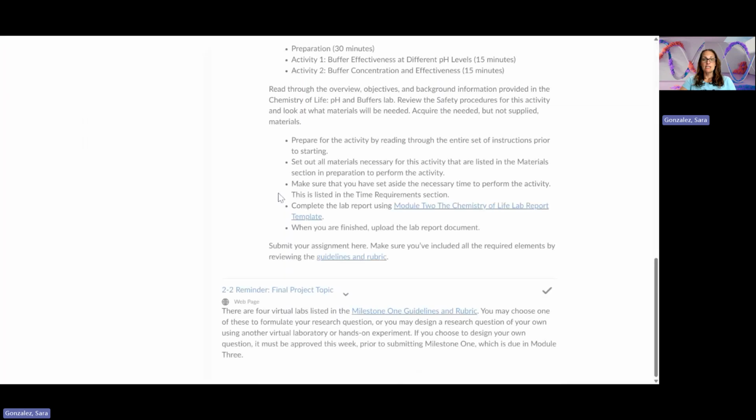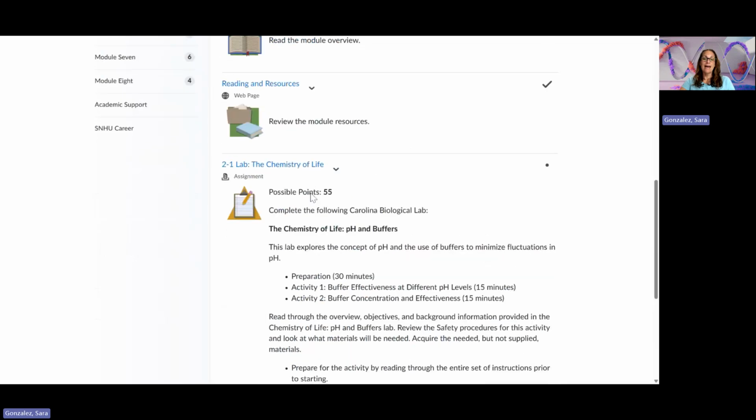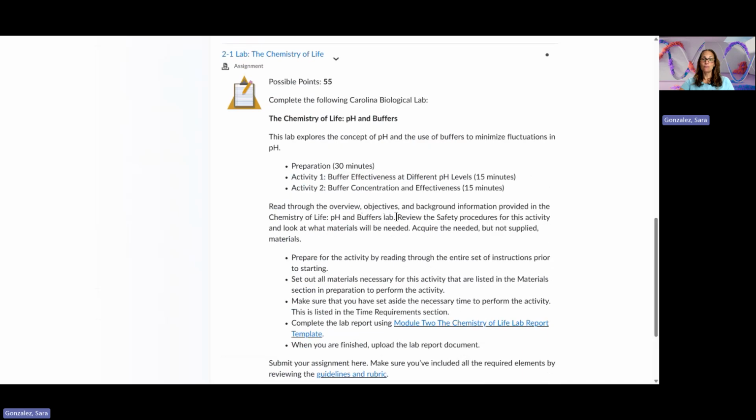So again, no discussions or anything due this week. All you have is going to be your lab and then taking a look at the final project topic. Let me know if you have any questions or concerns, especially concerning the lab. And hopefully you have some good experience with the lab and get some good information out of it.